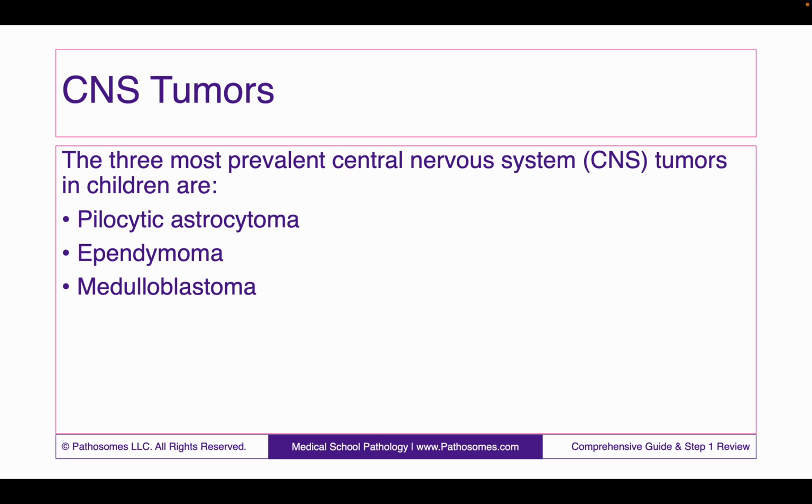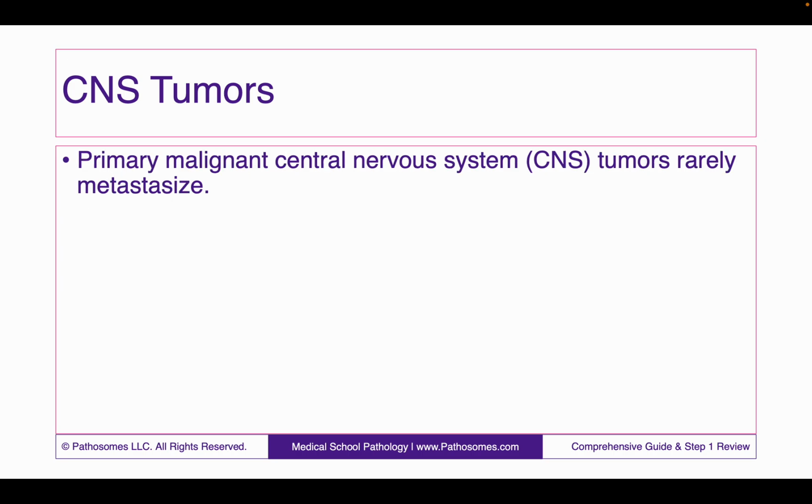Now, this is important. The three most prevalent central nervous system tumors in children are Pilocytic Astrocytoma, ependymoma, and medulloblastoma. Primary malignant central nervous system tumors rarely metastasize. And primary malignant central nervous system tumors are locally devastating.